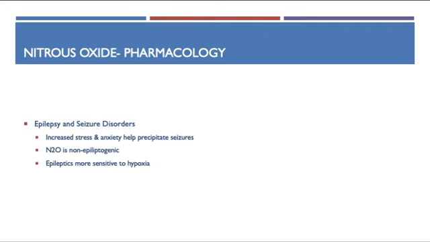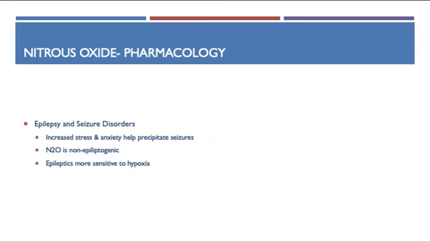For those who have epilepsy, or seizure disorders, increased anxiety and increased stress can precipitate a lot of these seizure events. So rest assured that nitrous oxide is non-epileptogenic, so it's not going to trigger an epileptic seizure. The other thing is that folks who have epileptic seizures are more sensitive to hypoxia. And so we've been talking over the last couple of slides about how we're also introducing a lot of oxygen along with the nitrous oxide.